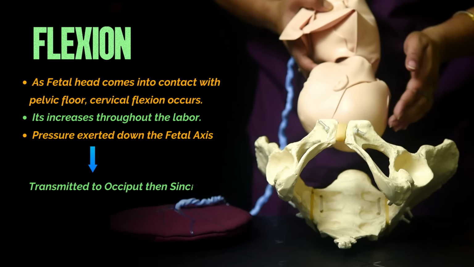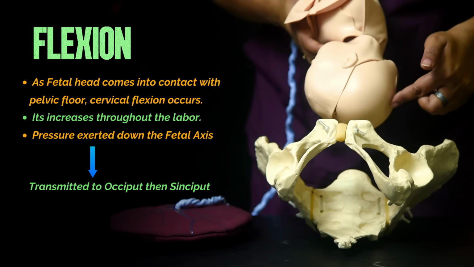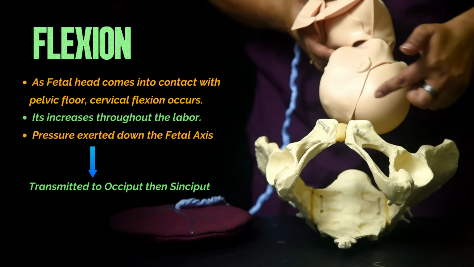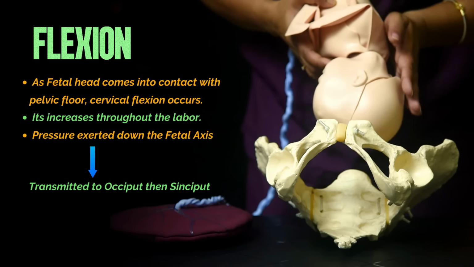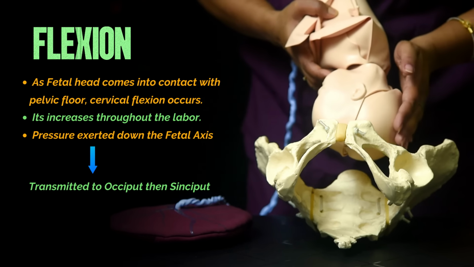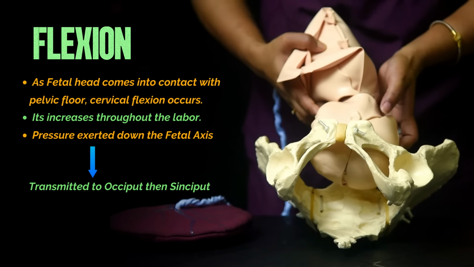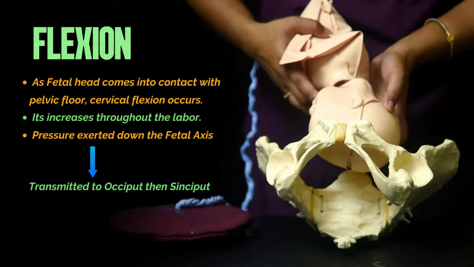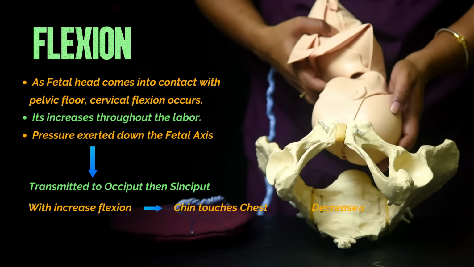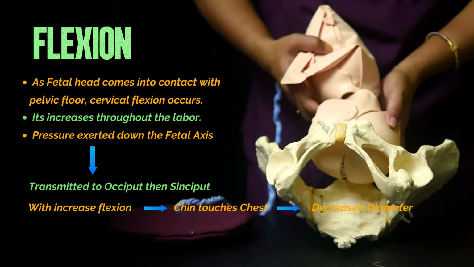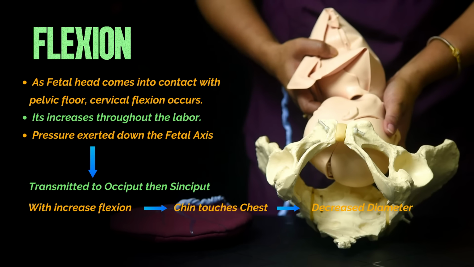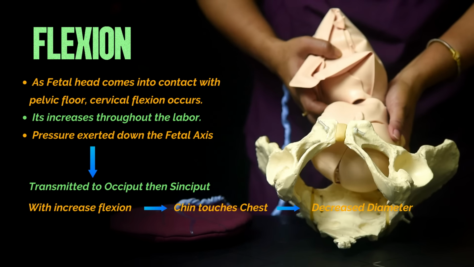And this pressure is transmitted where? In the occiput. And this is again transmitted to the sinciput. So as the pressure is going along the axis, to the occiput, to the sinciput, here what is happening? The fetal head is getting flexed, and the chin touches the fetal chest. So increased flexion helps to reduce the diameter.